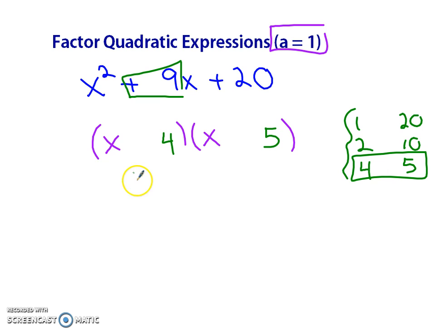And then the last thing is decide, should they both be positive or both be negative? Either way, you get plus 20. But the nice thing is, see that sign right there, plus? The only way for them to add together to get positive 9 is if they're both positive themselves. So now we've factored the thing.